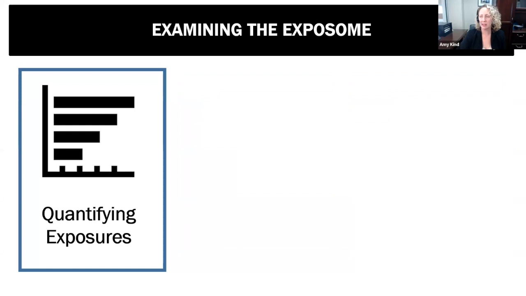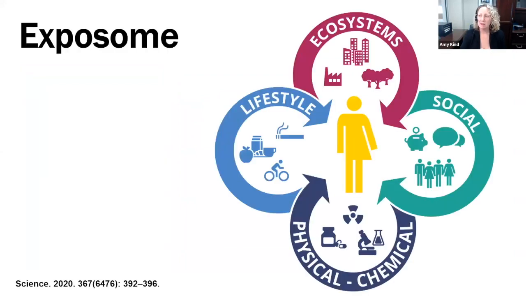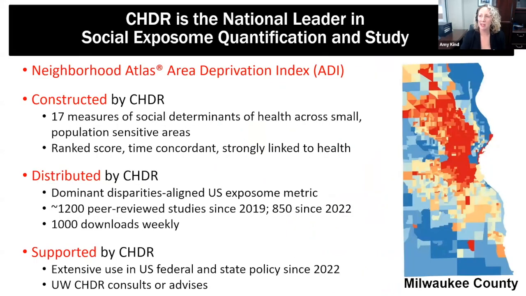So first, quantifying. Each of these four domains within the exposome has entire departments and careers dedicated to quantifying the factors reliably and rigorously over space and time. So this is an area that I am touching on very briefly, but do be aware, if you're interested in this, there are a whole host of other quantifications available. But I'll just share one that has become a dominant social exposome quantification within the United States.